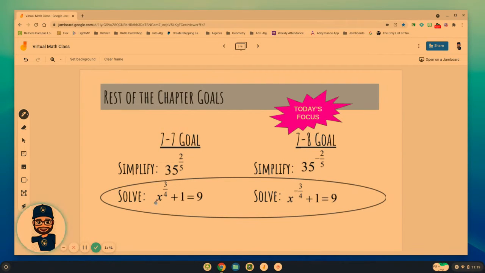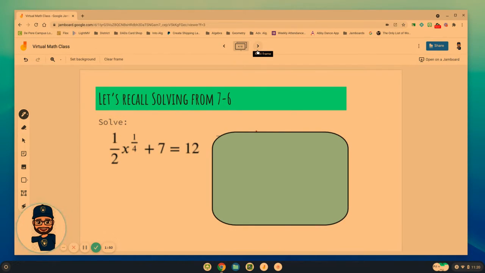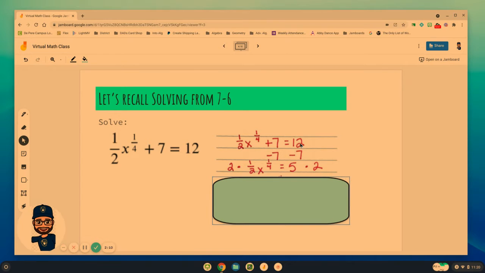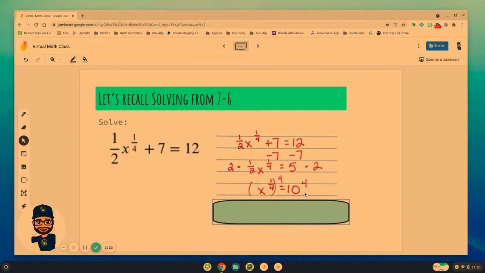How do we actually isolate the x variable, and then undo this rational exponent? If we recall from what we did earlier in lesson 7-6, we have to solve this one step at a time by truly isolating the x. And so our first step would really be to subtract 7 from both sides. I've got to move that 7 over, leaving me with 1/2 x to the 1/4 equals 5. And then we can multiply by 2. That'll get rid of the 1/2 out front. If I multiply both sides by 2, I've got x to the 1/4 equals 10.